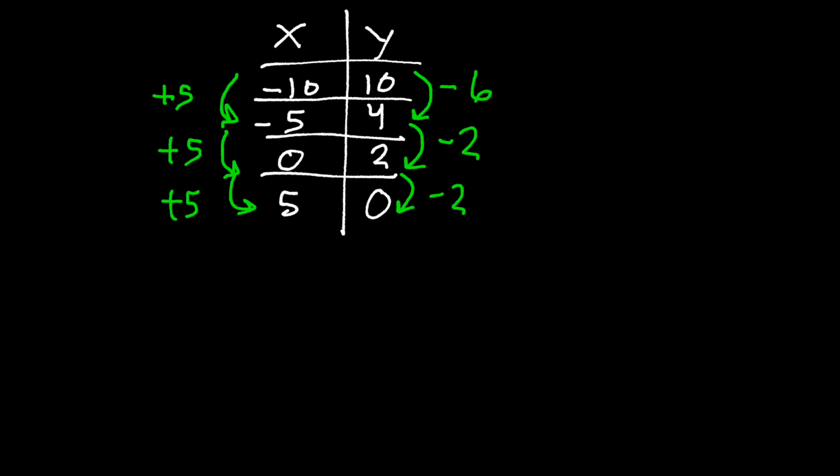So this is not a linear function. It could still be a function of some other kind, but it is not a linear function because it is not having the y's change by the same amount each time. Okay, so we have to be careful. All of our y values have to change by the same amount. All of our x values have to change by the same amount. Okay, we're doing pretty good so far.